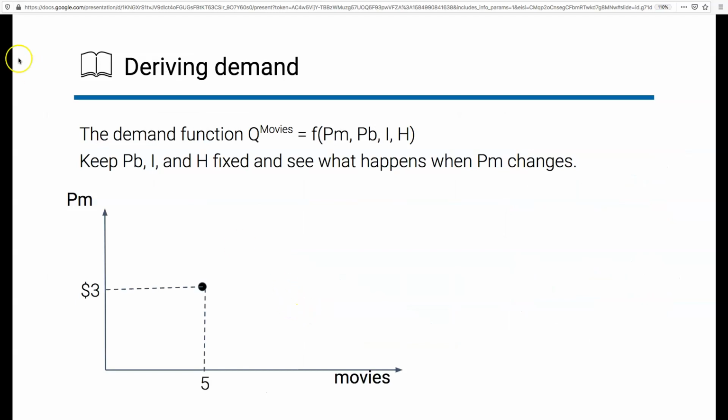So what about the demand? We have the demand function as a function of the number of movies that the consumer will buy as a function of price of movies, price of books, income, and all other things. And so the idea for the demand function is keep everything but the movie price fixed. So price of books the same, income the same, other things like preferences the same. Change the price of movies and plot the optimal number of movies that one can buy.